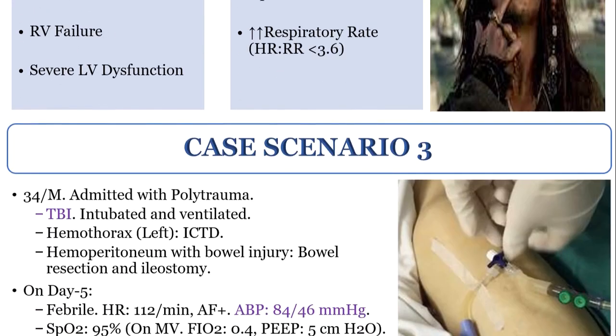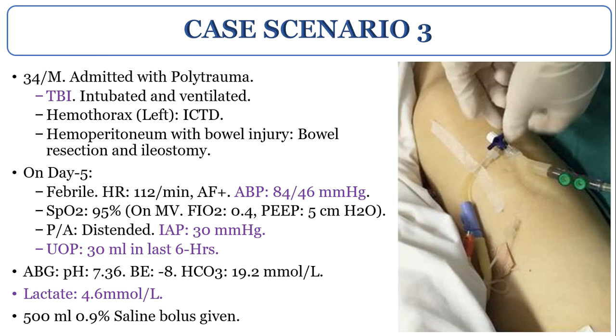Clear? So let's go to the next case. Are you with me? Yes? So let's come back from septic shock to something else. This 34-year-old male presented to us with polytrauma, TBI, chest trauma, ICD in place, hemoperitoneum, bowel resection with ileostomy. On day 5, he is febrile, tachycardic with atrial fibrillation. ABP is 84 by 46 mm of mercury. SpO2 is 95% on mechanical ventilation, 40% FiO2 and PEEP of 5.